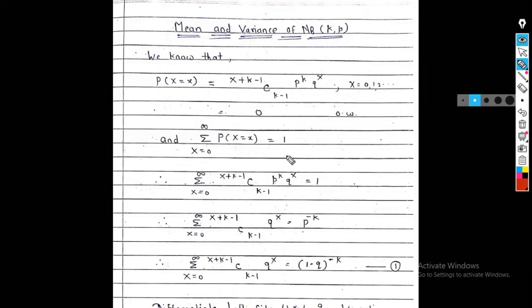So by using this property, we will find the mean and variance of the negative binomial distribution. In the next step, we put the value of probability of X equal to x, which is (x+k-1)C(k-1) p^k q^x, and the sum is equal to 1. So summation x equals 0 to infinity (x+k-1)C(k-1) q^x, and this p^k goes to the right side, so it becomes p^(-k).